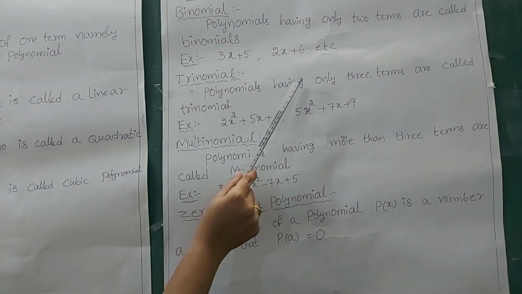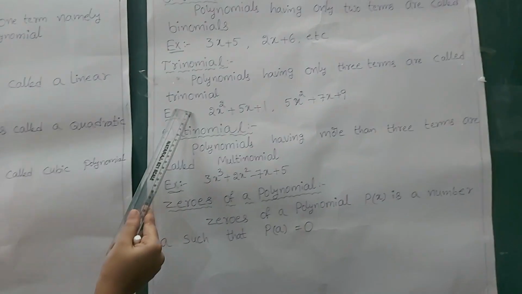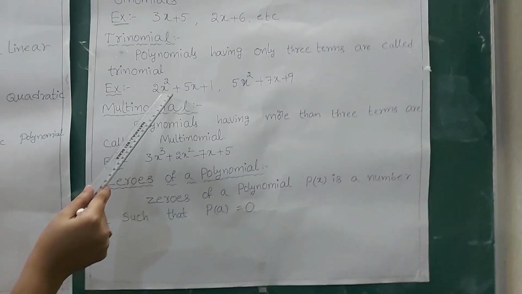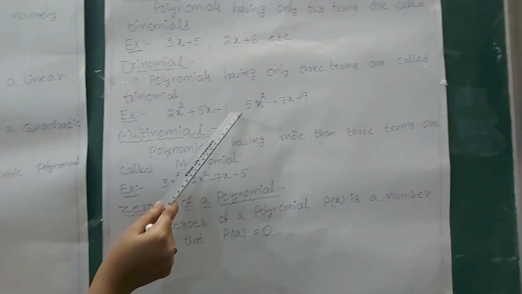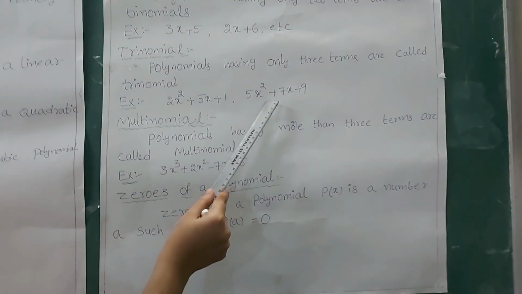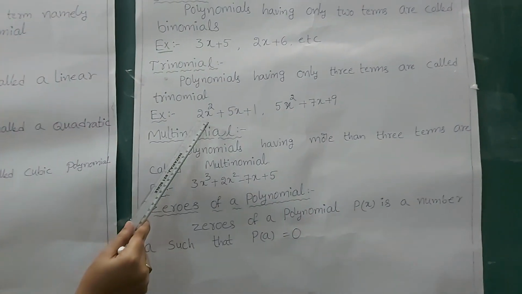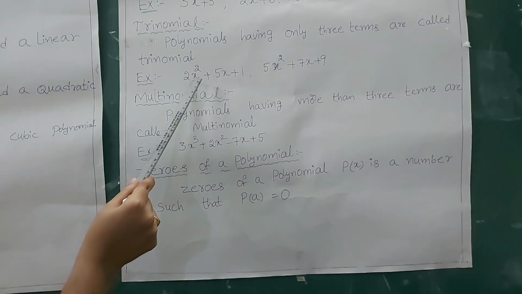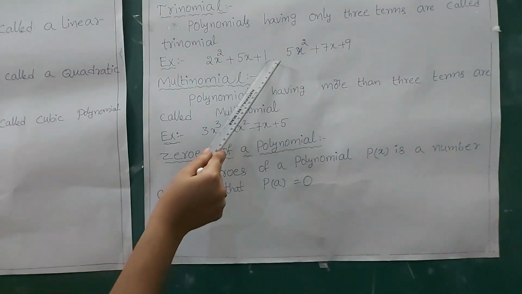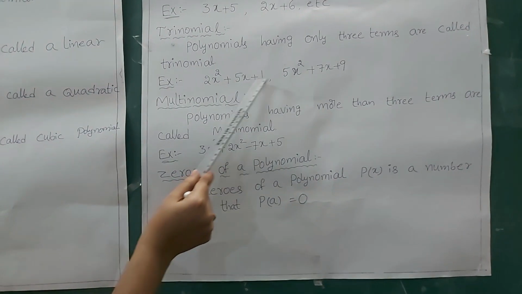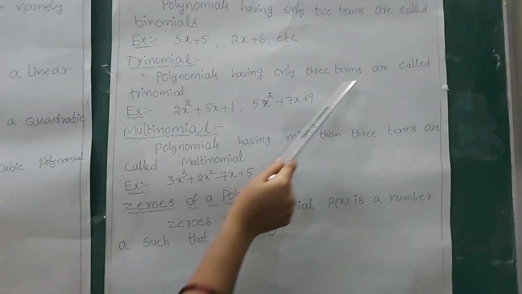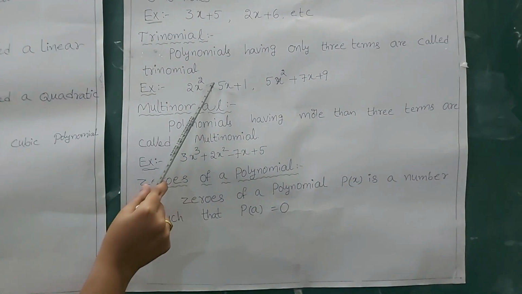Trinomial. Polynomials having only three terms are called trinomial. That means, for example, 2x square plus 5x plus 1, comma 5x square plus 7x plus 9. In this example, one term is 2x square, second term 5x, third term 1. So in this three terms are there, so it is called trinomial. Tri means three, so it is called trinomial.